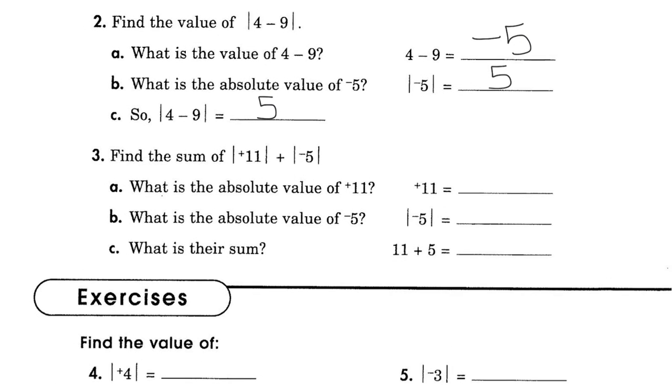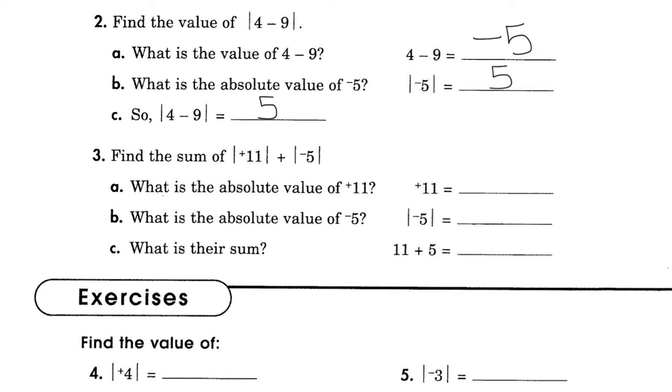On problem number 3, it says find the sum of the absolute value of 11 plus the absolute value of -5. So what is the absolute value of positive 11? It's 11. What is the absolute value of -5? It is 5. So what is their sum? 11 plus 5 is 16.